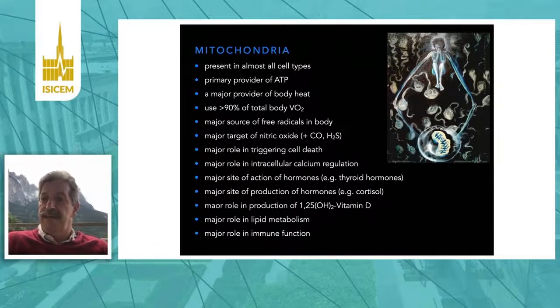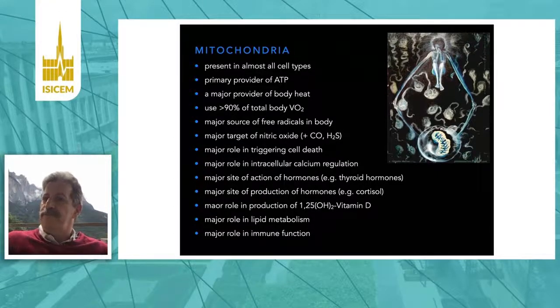Apart from making ATP, they're a major provider of body heat. They use most of the oxygen that the body utilizes. They're the major source of free radicals in the body, a major target of nitric oxide. They have a crucial role in triggering cell death, in regulating intracellular calcium.